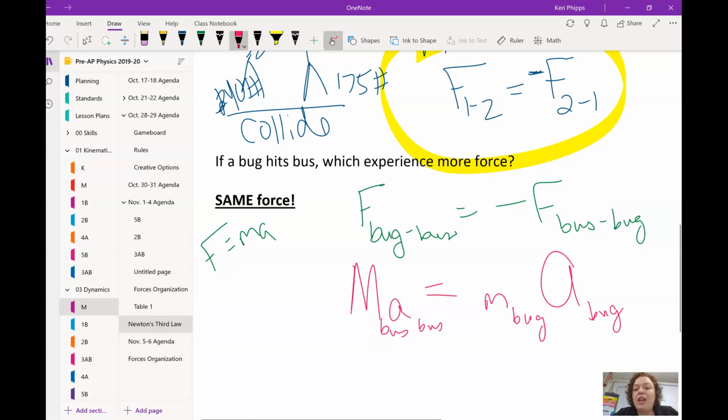So the forces are the same. The problem is in everyday life, we see things hit and we say, oh, they hit hard. But the reality is we're not seeing force. What we're seeing is acceleration, the change in motion of the two objects. The smaller the mass, the bigger the change in acceleration. The bigger the mass, the smaller the change in acceleration.